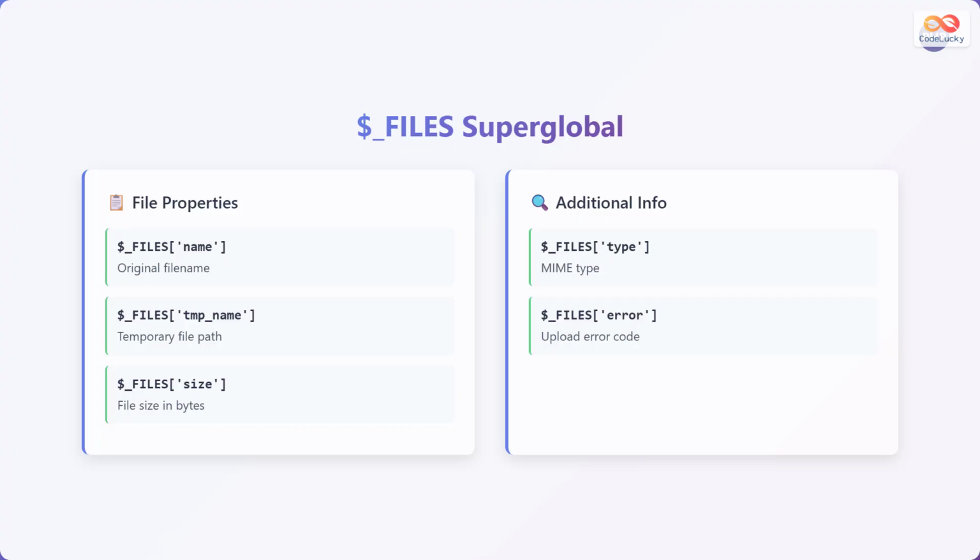$_FILES['size'] specifies the size of the uploaded file in bytes. This can be used to validate that the file size is within acceptable limits. Finally, $_FILES['type'] provides the MIME type of the uploaded file, as reported by the browser. This can be used to validate the type of file being uploaded. And $_FILES['error'] contains the error code associated with the file upload. If the value is UPLOAD_ERR_OK, it means the upload was successful. Any other value indicates an error occurred during the upload process.